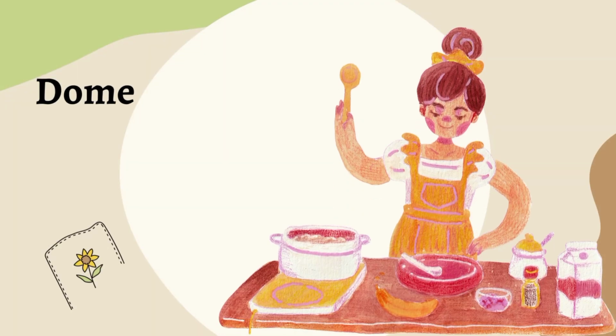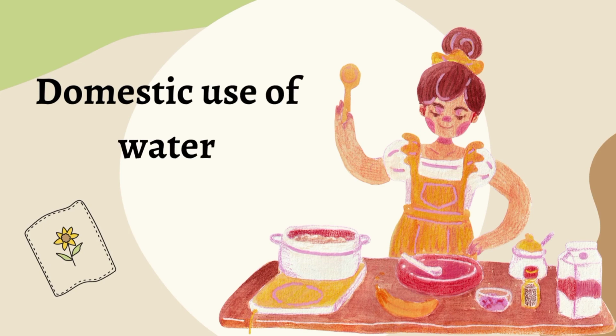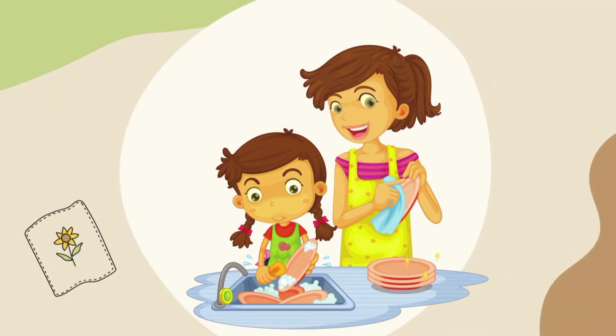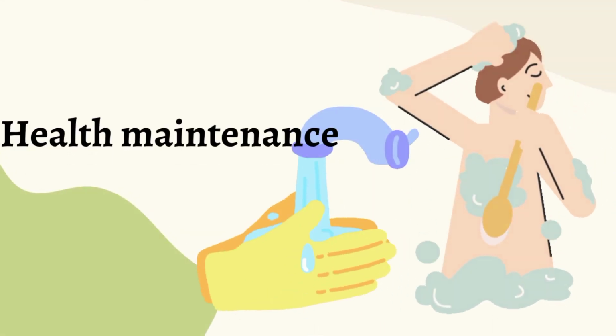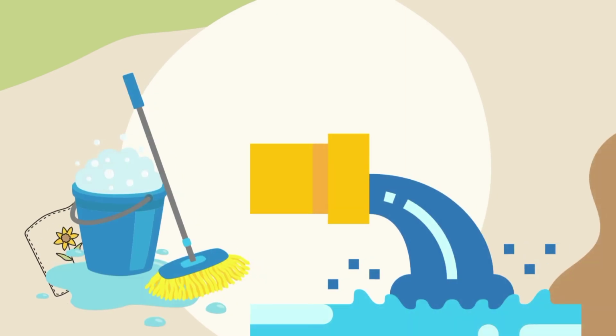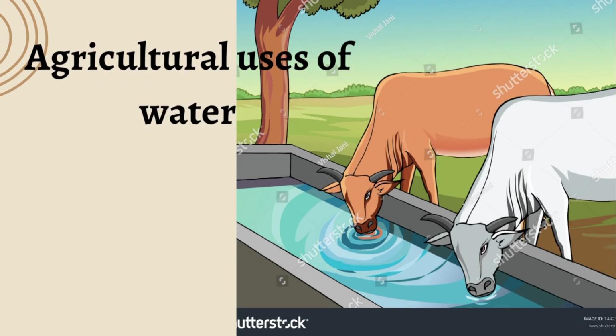Then we also have domestic use of water. Water is used for cooking. From the beginning of the cooking of food to the ending needs water. Water is also used for dishwashing after cooking. Another use of water is for health maintenance. Water is used to maintain health of individuals like bathing and washing of hands, and also for cleaning of the environment, total environmental sanitation.